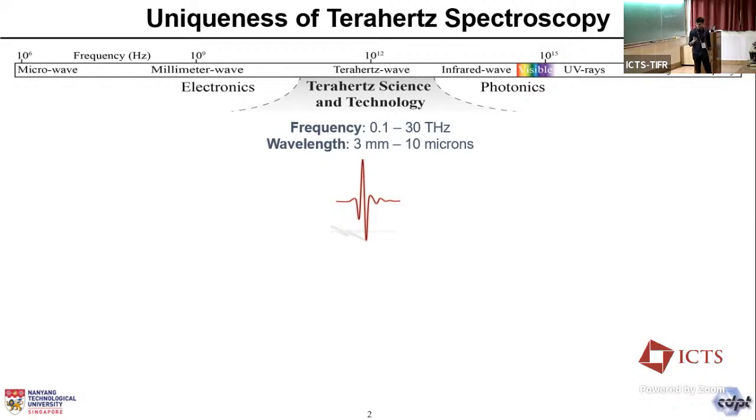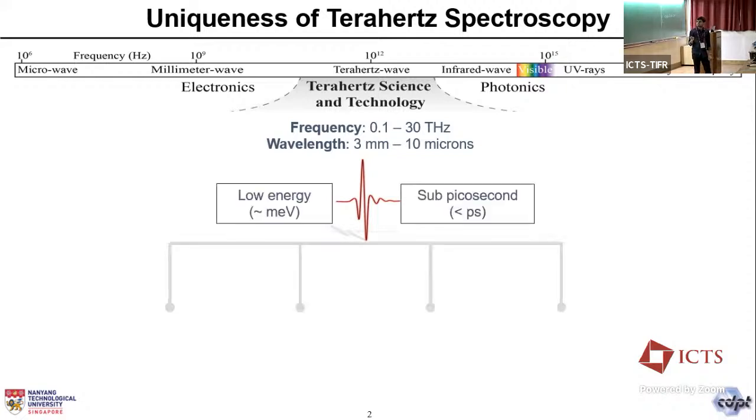As you can see, terahertz lies exactly between the electronics band and the photonics band in the electromagnetic spectrum. The frequency range that we are talking about is around 100 gigahertz to 30 terahertz, which corresponds to a wavelength of 3 mm to 10 micron. Because of this frequency, it falls in a low energy band. The typical energy of 1 terahertz is around 4 milli electron volt, so thermally, it will be around 48 Kelvin. That's why it's a very low energy photon that we'll be using to probe the materials.